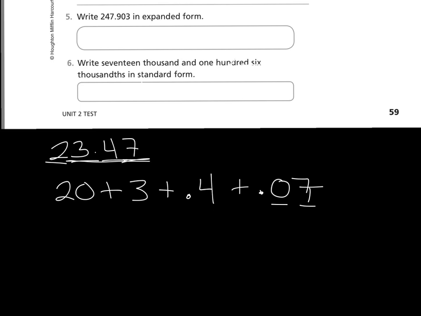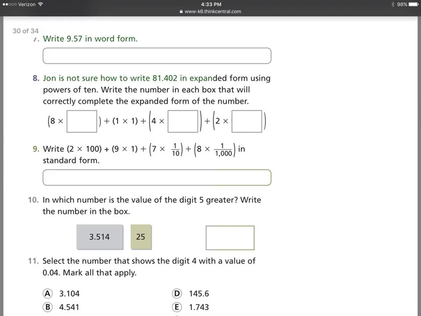And number 6, you're to write this number in standard form. Well, this is standard form. Another word for standard is just simple, normal, the normal way of doing things. So write this number that's written out in words in a standard form number. Number 7 is simply asking you to write this number in word form.